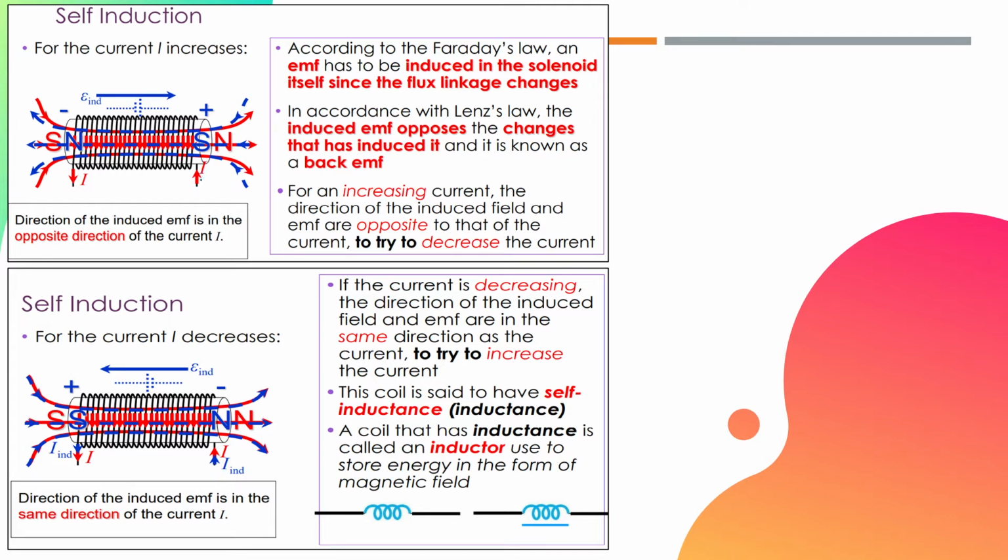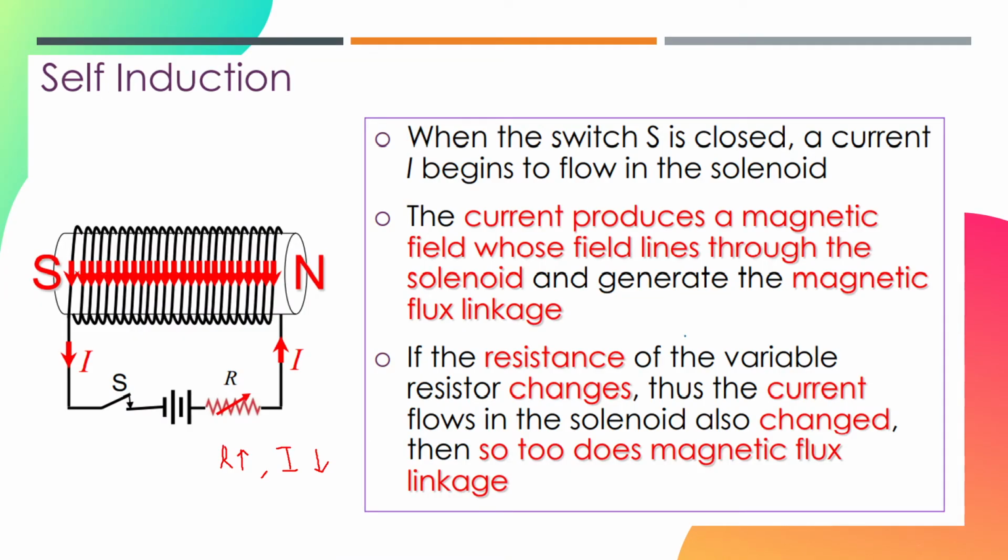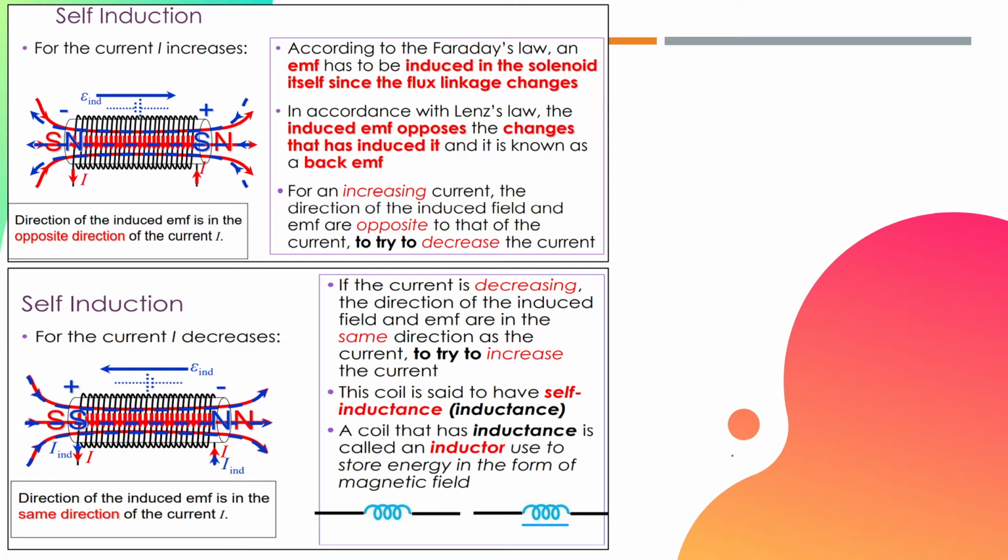Okay, so what happens when I is increased? There is a change of current in the circuit. Remember, when there is a change of current flowing in the solenoid, therefore the magnetic flux linkage in the solenoid also changes. So, according to Faraday's law, an EMF has to be induced, or we call it the induced EMF in the solenoid itself, since the flux linkage changes.